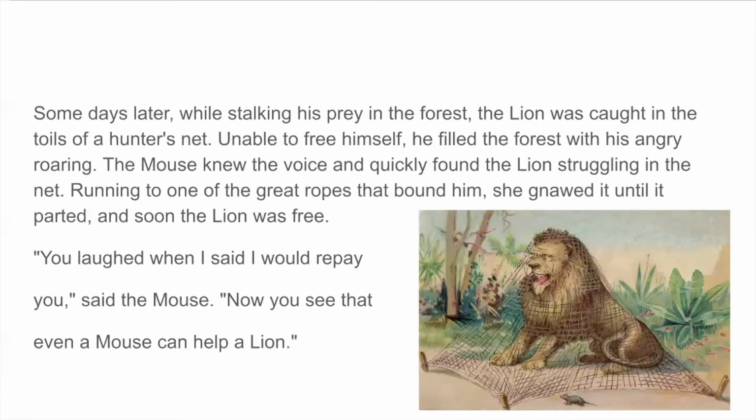Some days later, while stalking his prey in the forest, the lion was caught in the toil of a hunter's net. Unable to free himself, he filled the forest with his angry roaring. The mouse knew the voice and quickly found the lion struggling in the net. Running to one of the great ropes that bound him, she gnawed it until it parted, and soon the lion was free. "You laughed when I said I would repay you," said the mouse. "Now you see that even a mouse can help a lion."